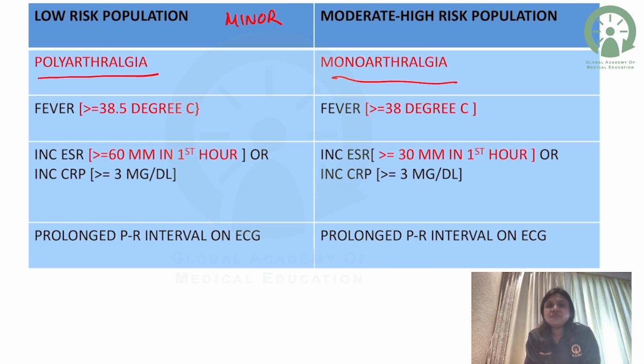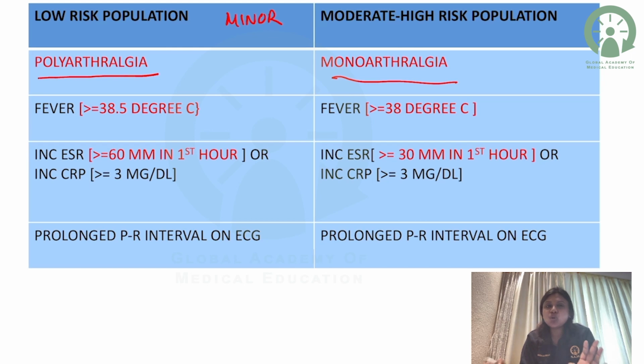Next is fever. Fever more than 38 degrees Celsius in moderate to high risk, whereas more than 38.5 degrees Celsius in low risk. ESR and CRP are raised. CRP more than 3 in both the groups, whereas ESR more than 60 millimeter in the first hour in low risk and more than 30 in moderate to high risk. In moderate to high risk, we always have a lower cutoff, and usually you will be asked more about the moderate to high risk only because we are living in India, not in the Western world.